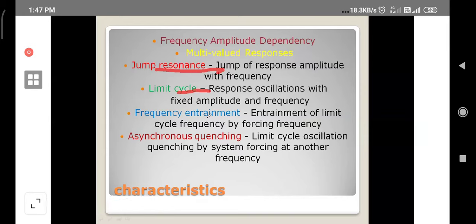From frequency, we can entrain the frequency range by a forcing frequency. That is possible in a nonlinear system. And asynchronous quenching means the limit cycle has a particular oscillation and a particular frequency, and that oscillation can be quenched, can be stopped by applying forcing at another frequency. Then we can quench the system or quench the limit cycle oscillations. That is called asynchronous quenching.